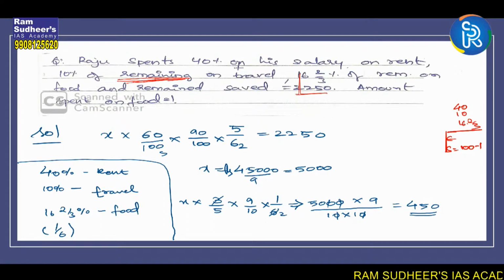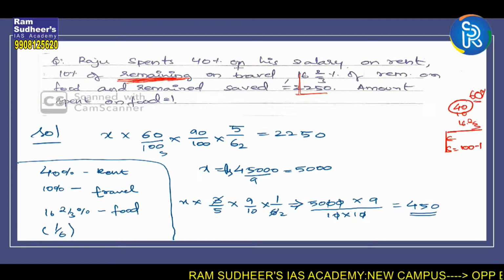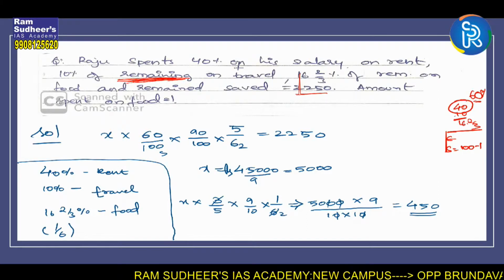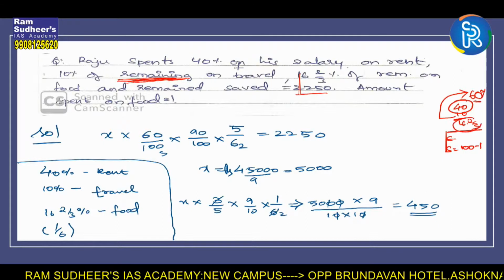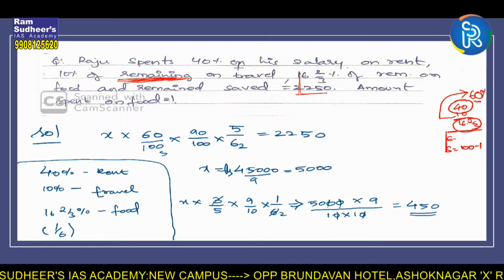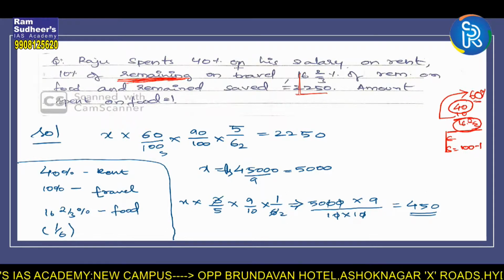Here it is remaining amount of this 40. The remaining amount is 60%. Of this 60, he had spent 10% on travel, and after removing this 10% from this 60%, he had kept 16 2 by 3% of the remaining.